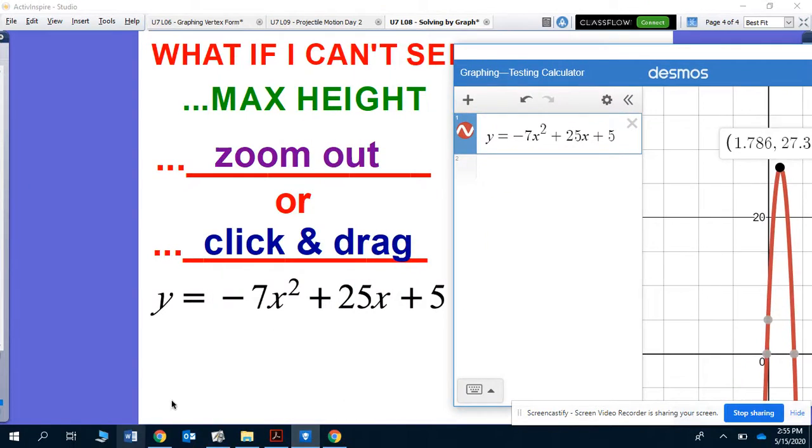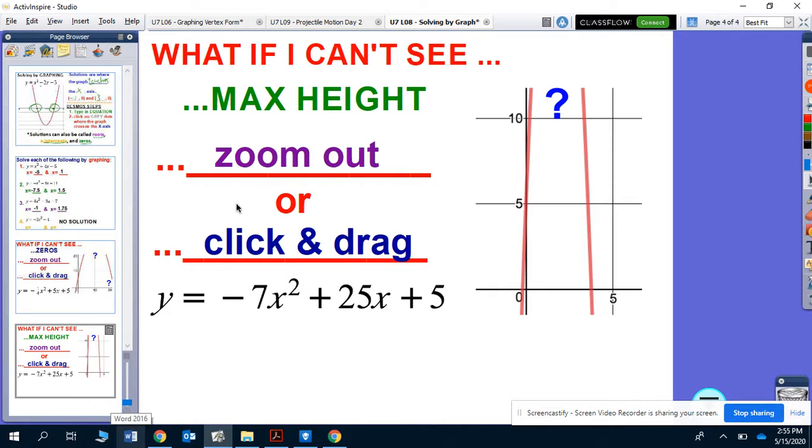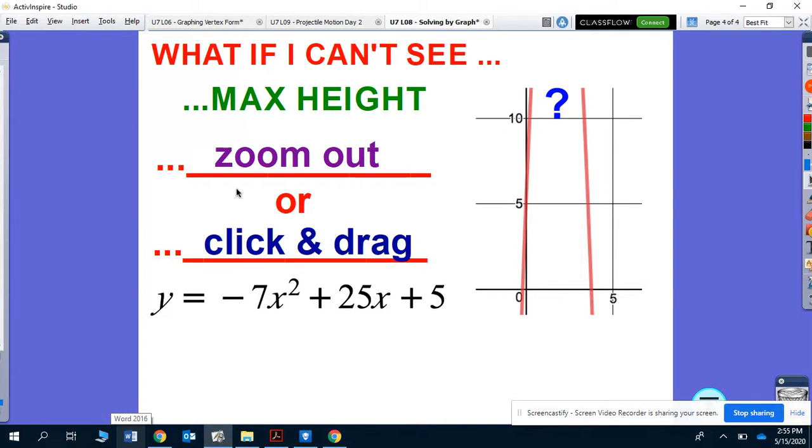So it's really important that we're able to identify where the maximum height is, where the zeros are, and if you can't see them, that's how you do it. So really short lesson today. Do that, practice. Tomorrow, one of our last lessons, we're going to use that same skill.